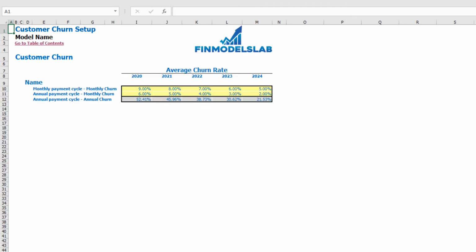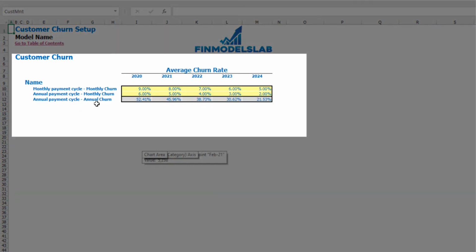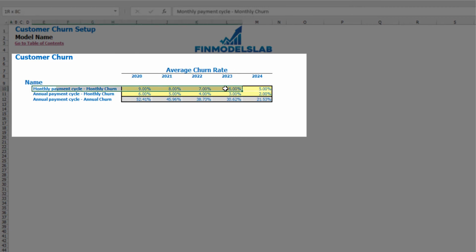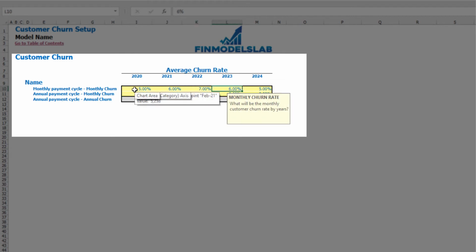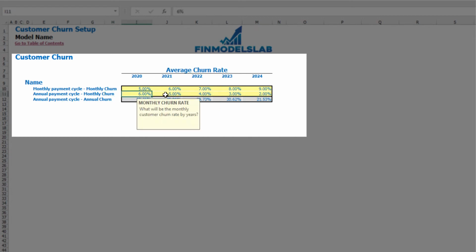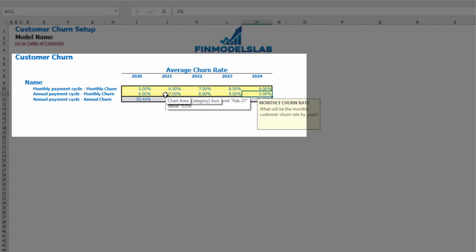The next step is to input your churn rates on the customer movement tab. You can also input for the monthly payment cycle by years and for the annual payment cycle by years. And you can input this as a monthly churn. So for example, 5%, 6, 7, 8, 9 for the monthly, and for the annual it can be 6, 7, 8, 9, 10. Below you can see the conversion of how your monthly churn will convert to annual churn for the annual contracts.